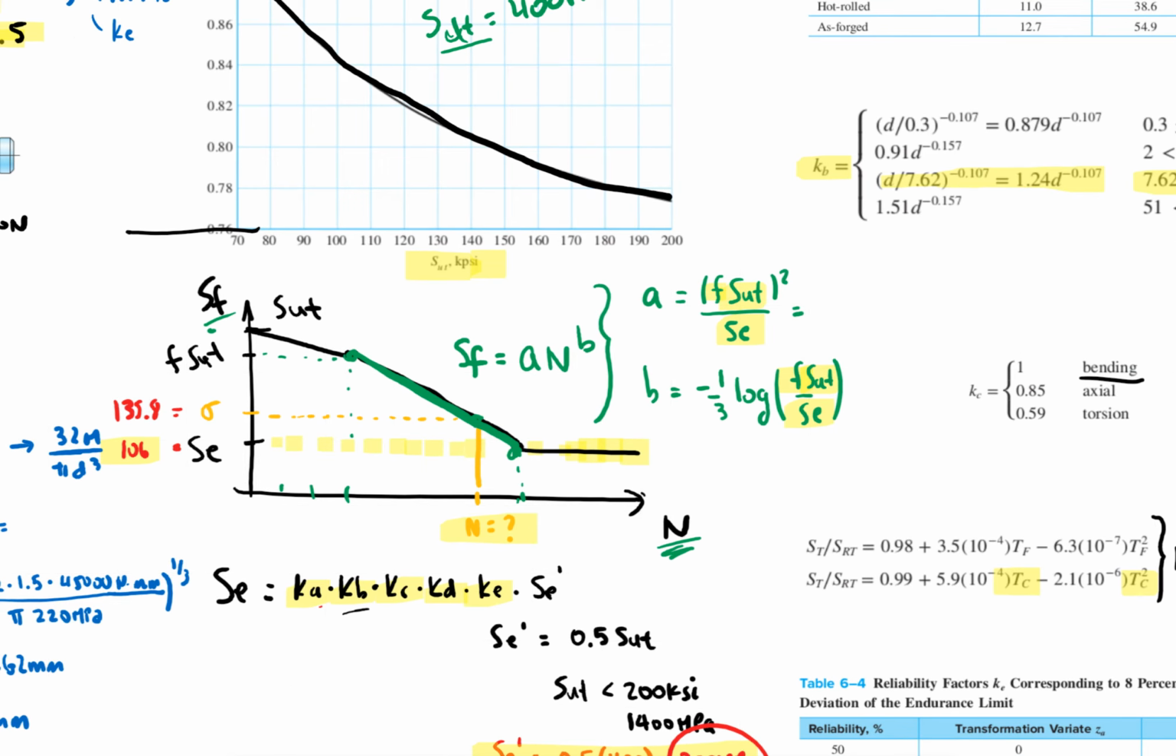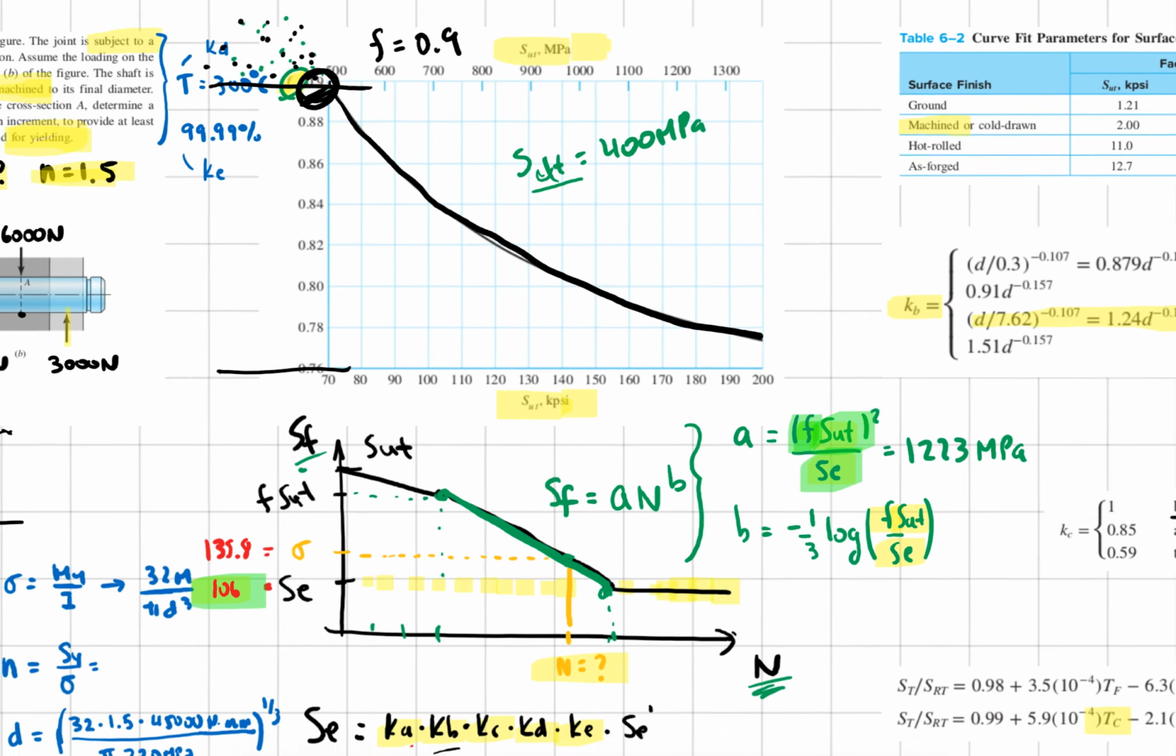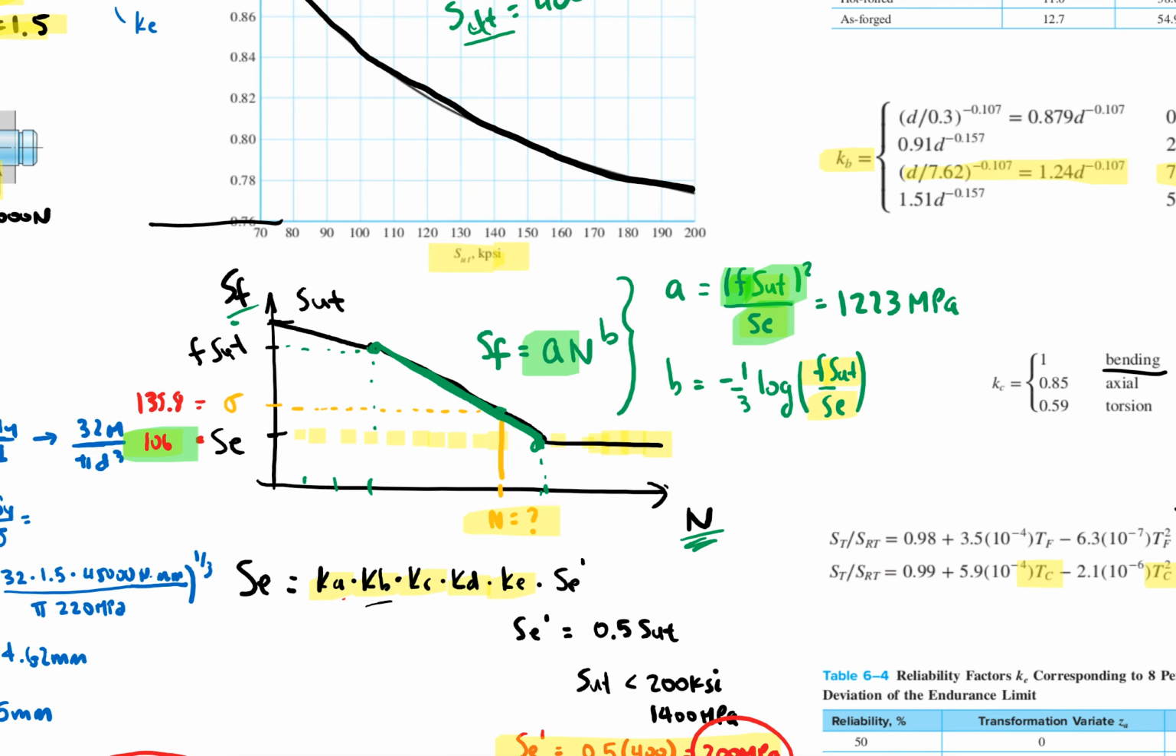Okay, so I have 0.9 for f. SUT is 400, SE is 106, and with that I can calculate an A of 1223 megapascals. So of course this A has to have units of megapascals, so that when multiplied by number of cycles to the B gives me megapascals for the SF. Okay, and B, with the values I have, will give me minus 0.1770. Okay, and basically that's it.